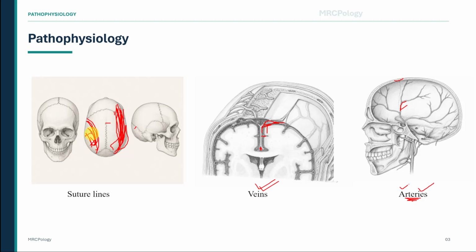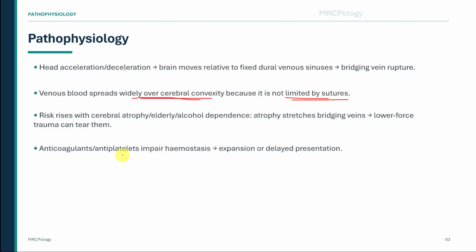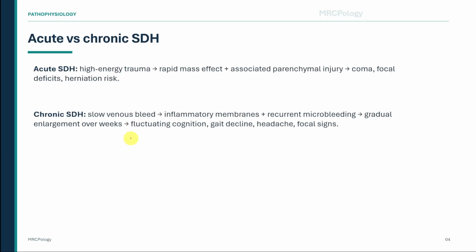Now let us connect the mechanism to the clinical picture. In an acute subdural hemorrhage, the usual setting is high-energy trauma. The bleed may be large, and there may also be underlying brain contusion or parenchymal injury. That is why acute subdural hemorrhage can present with rapid neurological deterioration, coma, focal neurological deficit, seizures, and signs of raised intracranial pressure. The dangerous endpoint is brain herniation.